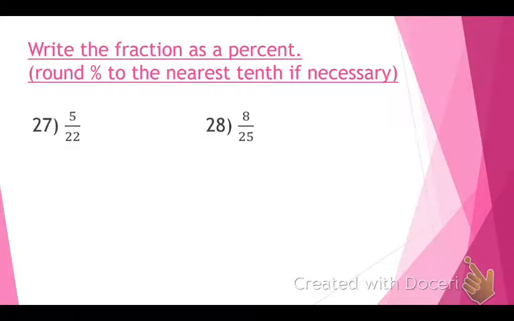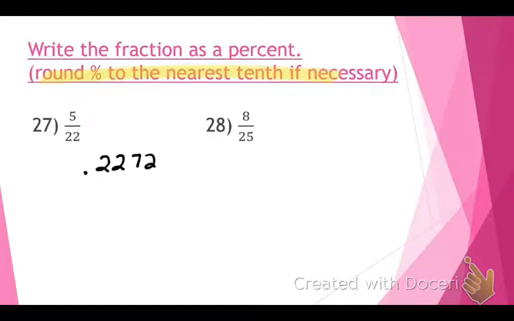Find the fraction as a percent and round the percent to the nearest tenth if necessary. So I want you to put 5 over 22 into your calculators. Okay, 0.2272. It's just going to keep on going, 727272. So my instructions have said to round your percent to the nearest tenth. What would my answer be if I need to round that?